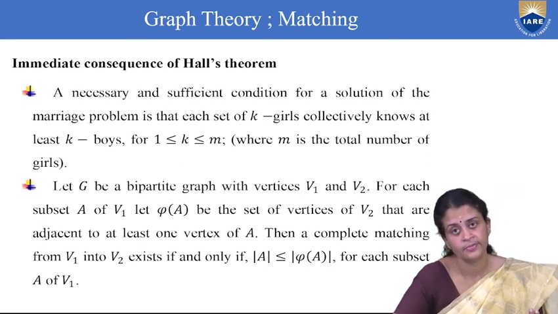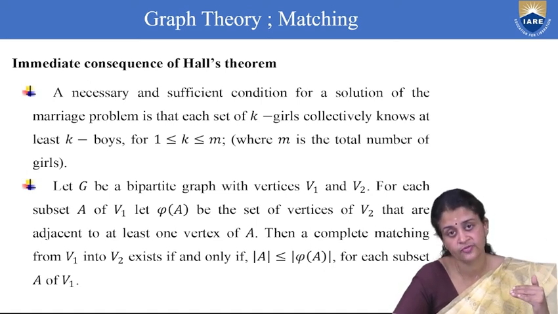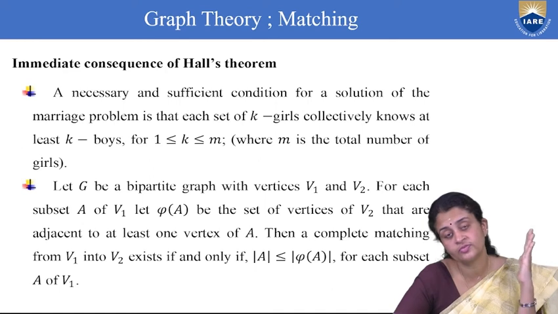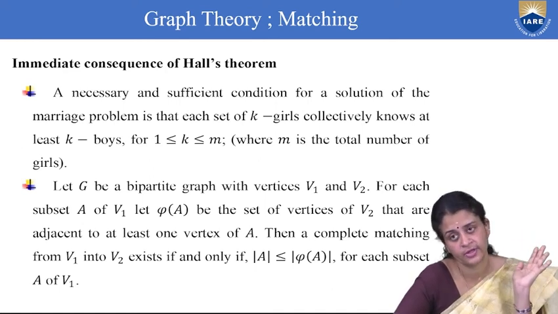Let G be a bipartite graph with vertices V1 and V2, and if A is a subset of V1, then we can find a subset phi of A in V2 such that the modulus of A is less than or equal to the modulus of phi of A. Then we say that a complete matching exists.